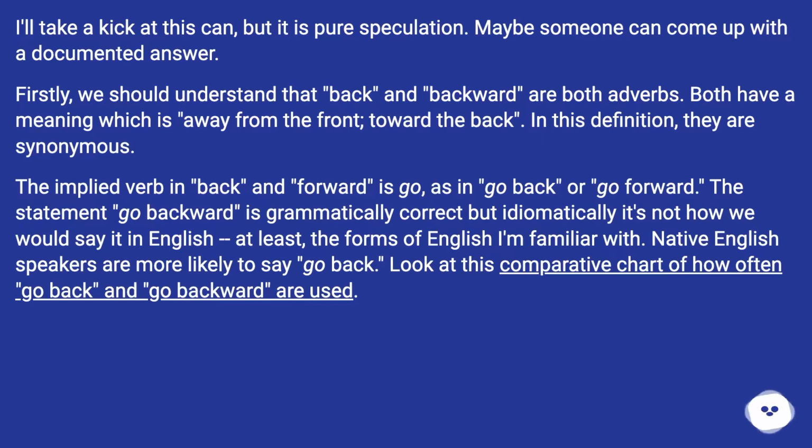The implied verb in back and forward is go, as in go back or go forward. The statement go backward is grammatically correct, but idiomatically it's not how we would say it in English, at least the forms of English I'm familiar with. Native English speakers are more likely to say go back. Look at this comparative chart of how often go back and go backward are used.